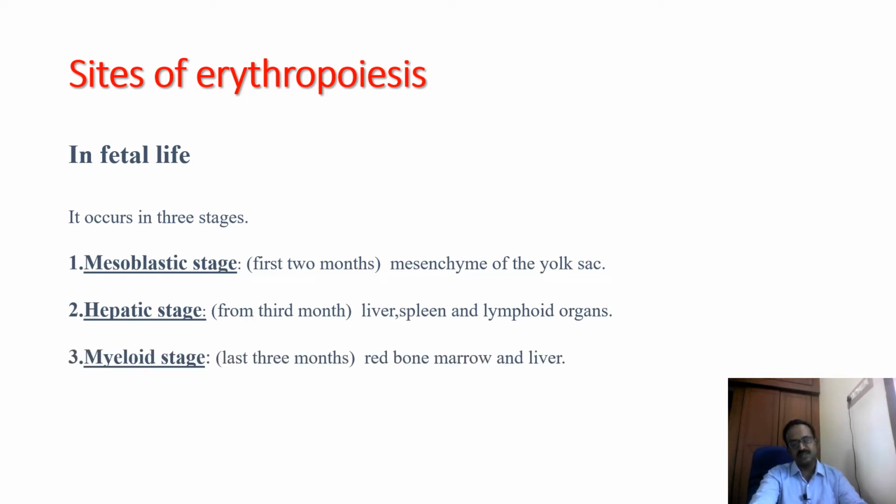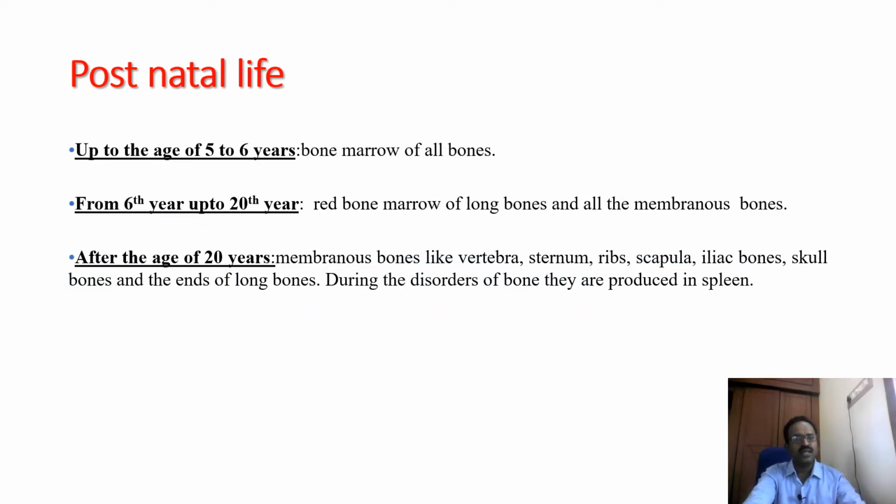In the last 3 months of fetal life, the average fetal life duration being 10 months, red cells are produced from the red bone marrow and liver. It is called the myeloid stage. The postnatal life is the period after the delivery of the baby. Up to the age of 5 to 6 years, the red cells are produced from the bone marrow of all bones. All the bones produce red blood cells.